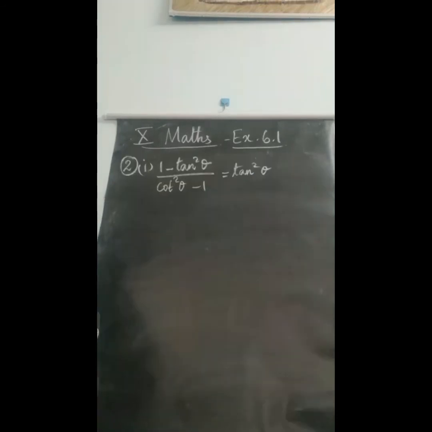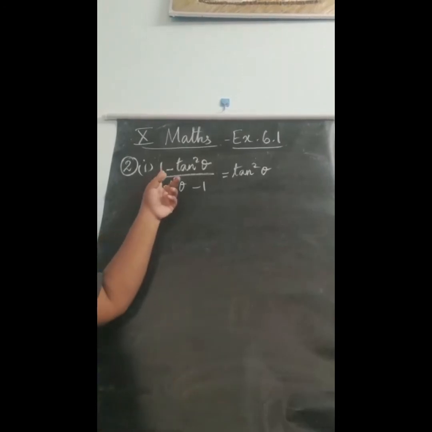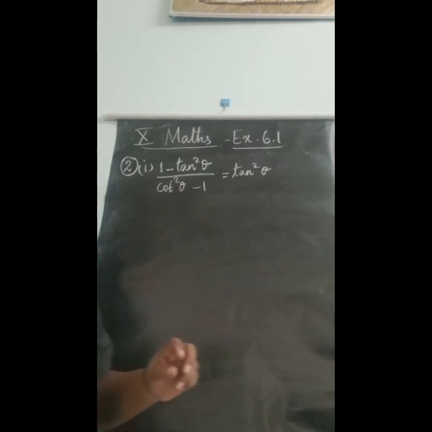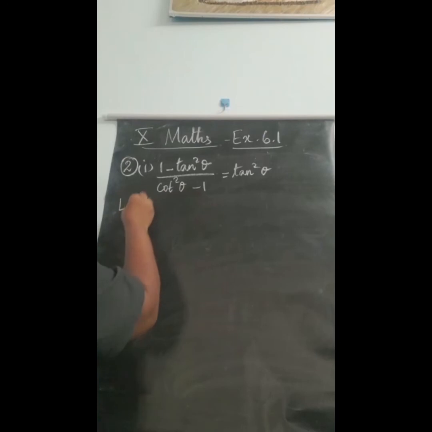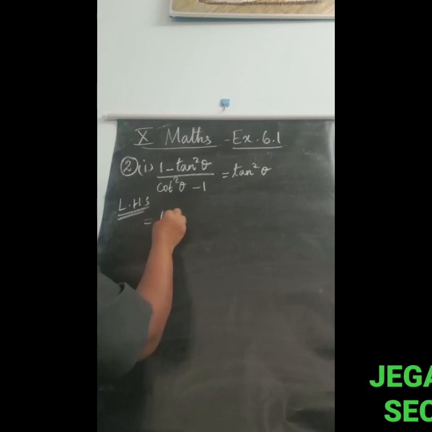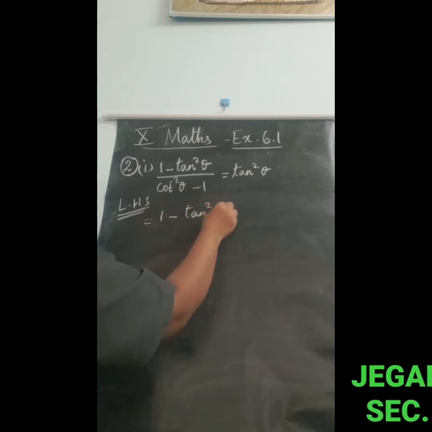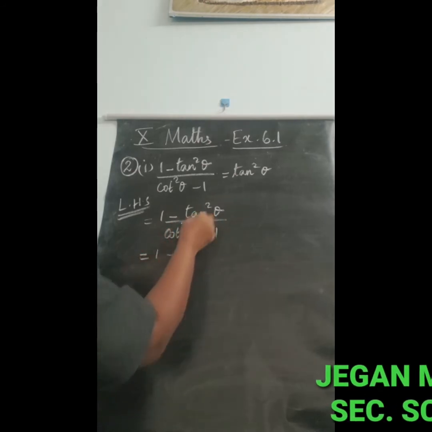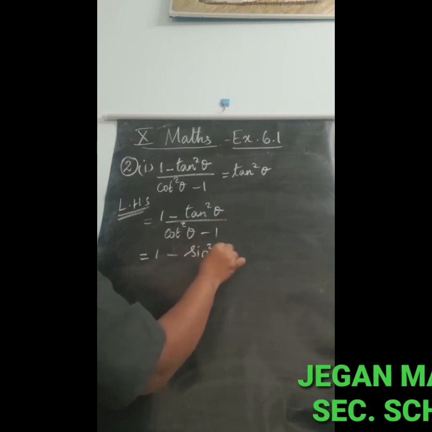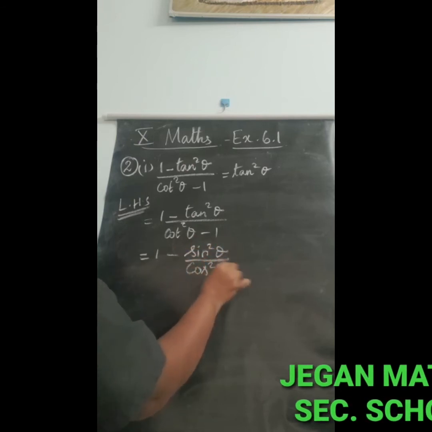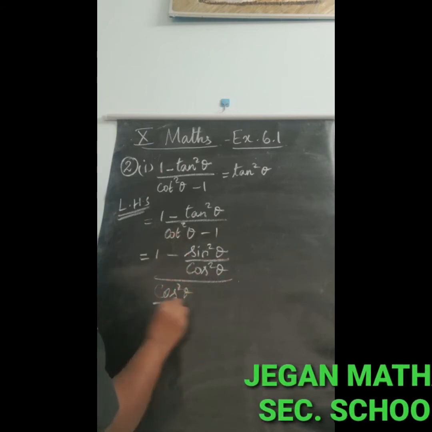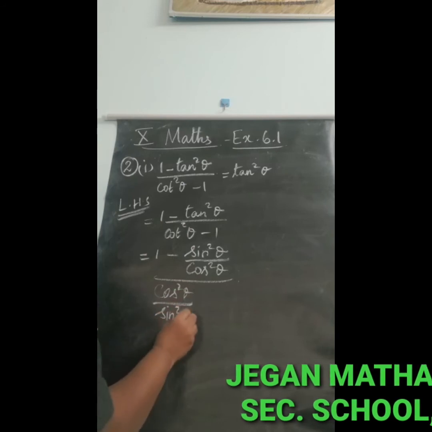The next question: 1 minus tan square theta divided by cot square theta minus 1 is equal to tan square theta. Let us take the LHS. What is in LHS? That is 1 minus tan square theta divided by cot square theta minus 1. So 1 minus tan square theta is 1 minus sin square theta by cos square theta, divided by, what is cot square theta? That is cos square theta divided by sin square theta, minus 1.